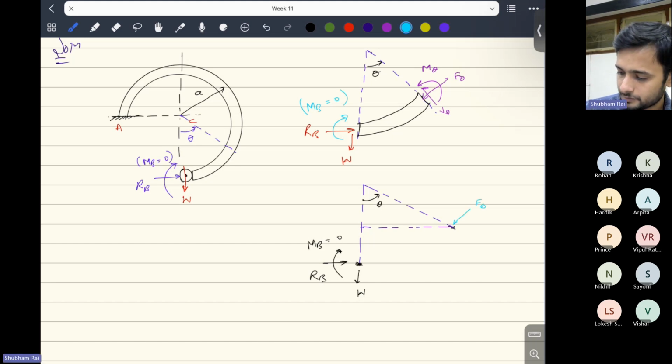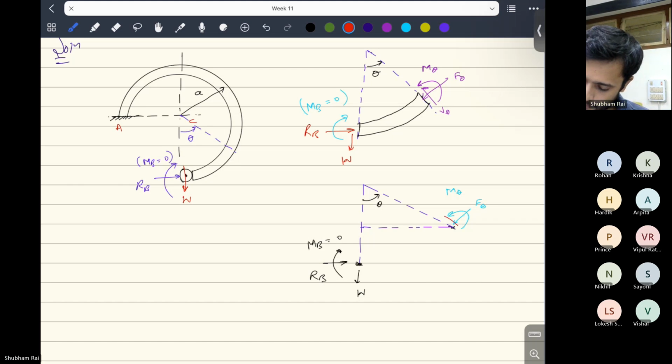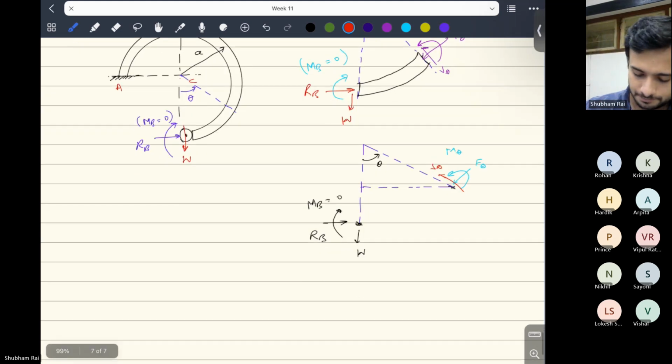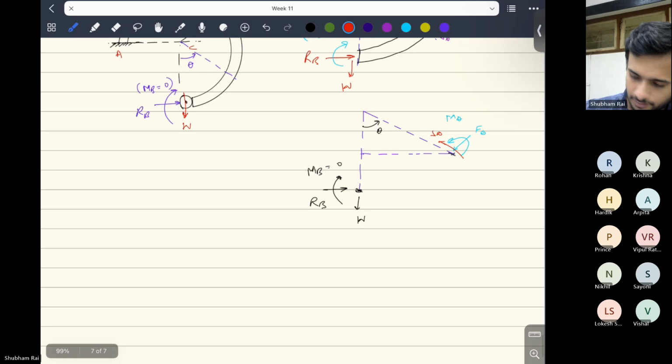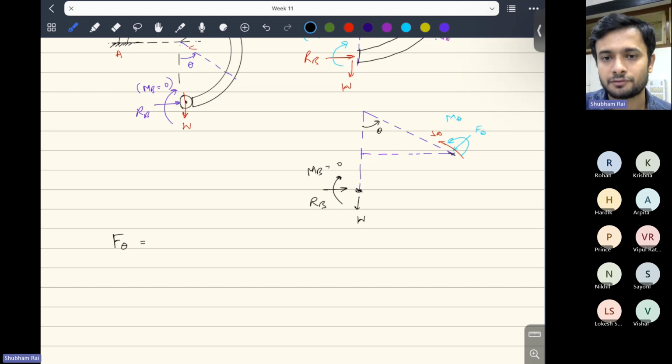Then at this point here you have, using different colors, F theta, M theta, and again some different colors, let's say you have this V theta. So let me first try to find out F theta. I'll have to balance the forces along the F theta direction. So if I write forces along the F theta direction, let me just find out what these directions are.